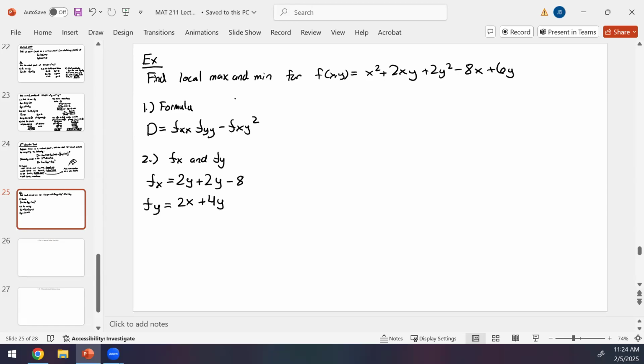2y squared becomes 4y, minus 8x becomes 0, and then plus 6. Okay? Now, if you get an equation that looks like that, you should be very happy, just because that's going to be a nice linear system, right? So that's really what you want. So from there, we're going to set these equal to 0.